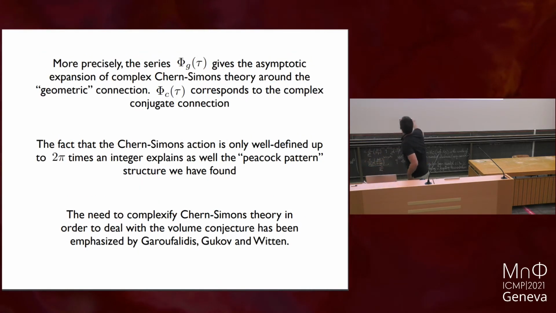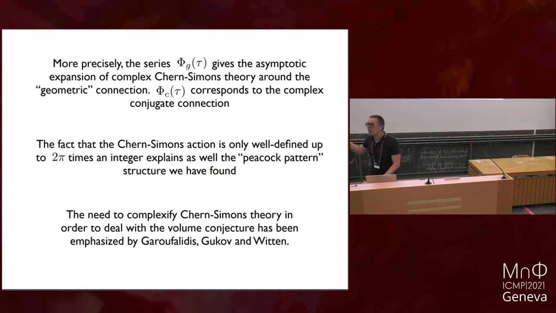So, in particular, phi g of t gives the asymptotic expansion of complex Chern-Simons theory around what is called the geometric connection, which I think I defined here. The geometric connection is the complexified flat connection which corresponds to the complete Ricci flat metric with constant curvature. So as I was saying, when you complexify Chern-Simons theory, all connections will get complexified. The classical saddle point will be a complex flat connection, and there is one specific complex flat connection which is called the geometric connection which corresponds to this metric.